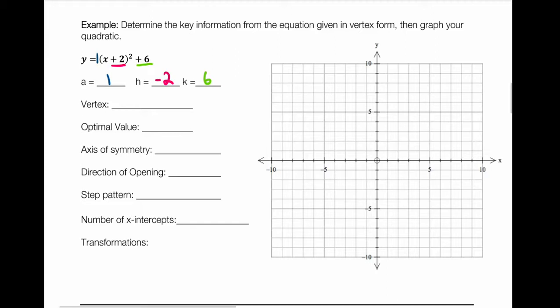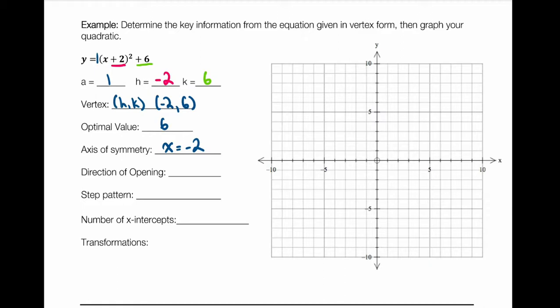The vertex, remember the vertex, we're given an h and a k value for our x and our y. So our vertex is our h and k. So in this case, our vertex is negative 2, 6. Just taking the h and k value and putting them together for a point. Our optimal value was the y value of the vertex. So in this case, it's 6. Axis of symmetry was x equals h, or the x value of the vertex, so negative 2.